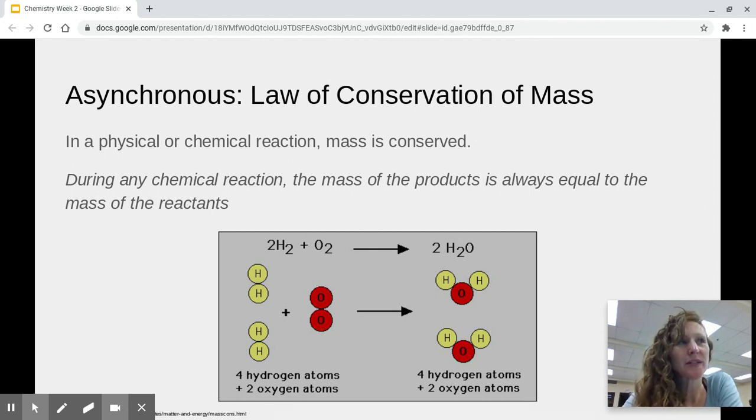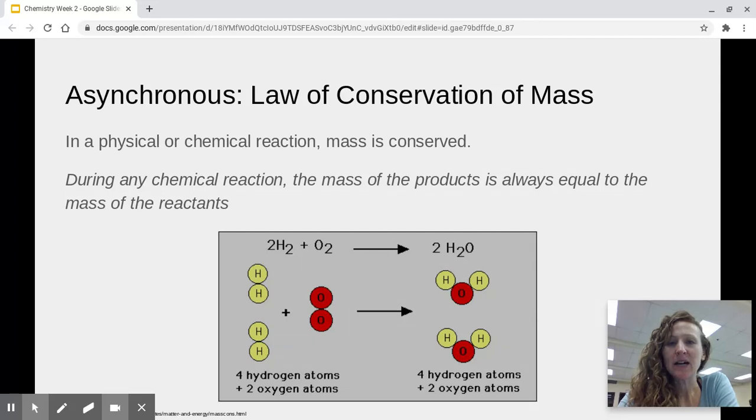So this is a pretty small section in the reading that we've done, but it's a pretty big concept in chemistry overall. And what it basically says is that in physical and chemical reactions, mass is conserved. So as long as the change that you're investigating is physical or chemical, you're not going to create mass, and you're also not going to destroy mass.